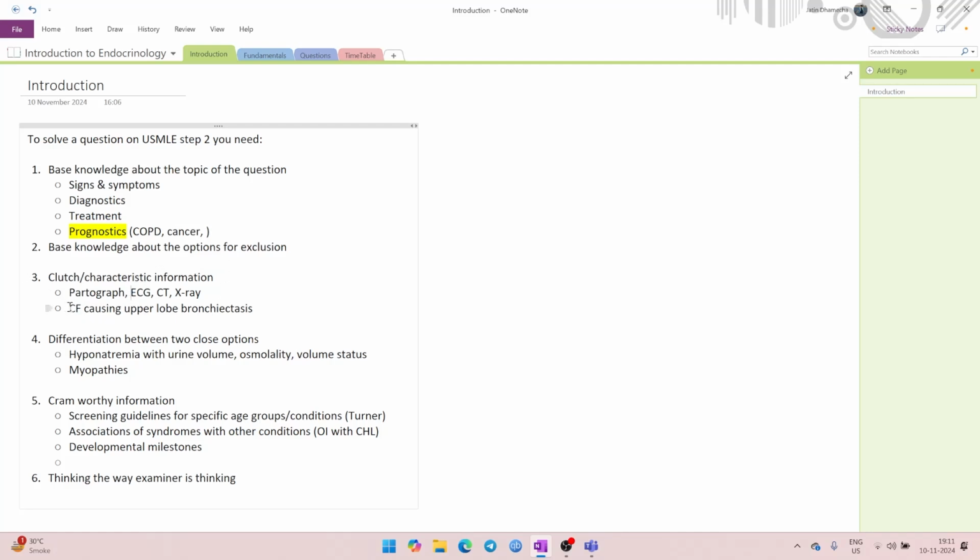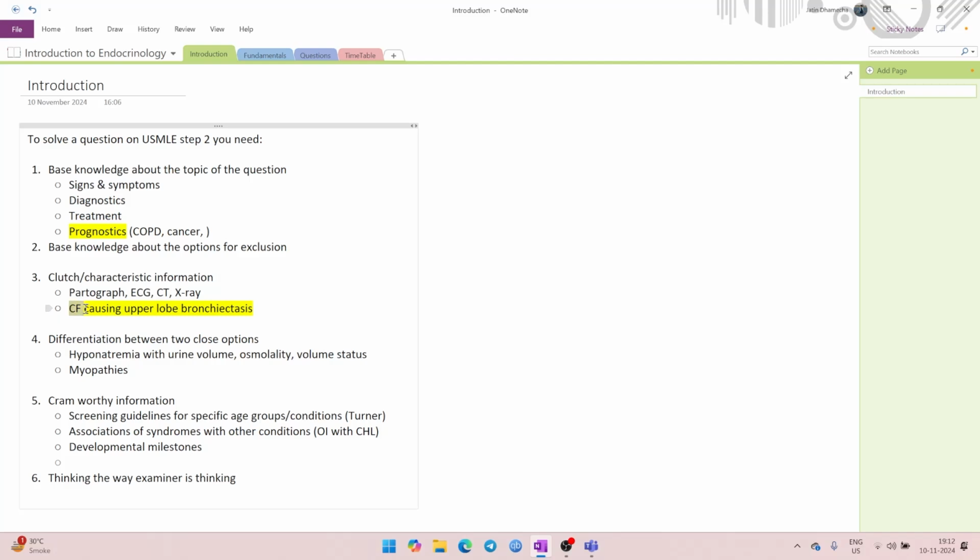Another type of characteristic information could be something like this: cystic fibrosis causes upper lobe bronchiectasis. This is a specific finding of cystic fibrosis. This may be a sentence within your question. But if you do not know that there is a specific upper lobe bronchiectasis, you may not be able to guess that the answer is cystic fibrosis. And this is the worst kind of thing to have, because it requires you to have that specific set of information. If you do not have the information, you will not be getting the question right.